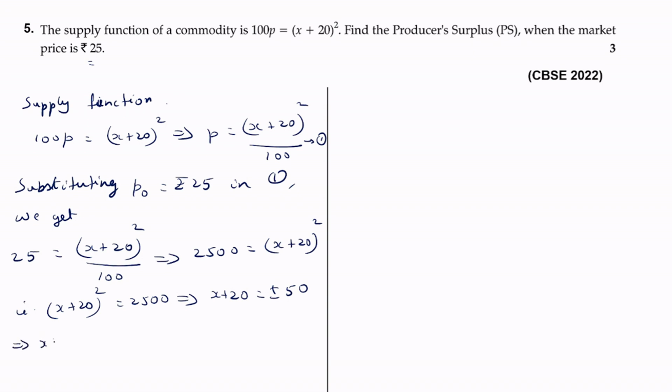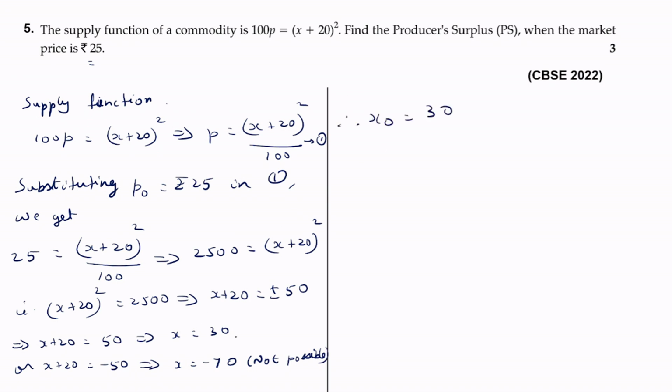So from this we have x plus 20 equal to 50, which implies x is equal to 30, or x plus 20 equal to minus 50, which implies x is equal to minus 70. This is not possible. Therefore, x naught equal to 30. So this is x naught equal to 30 units. So here finding the value of x naught carries 1 mark.